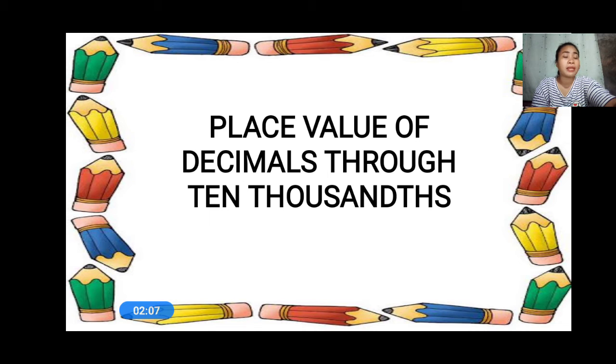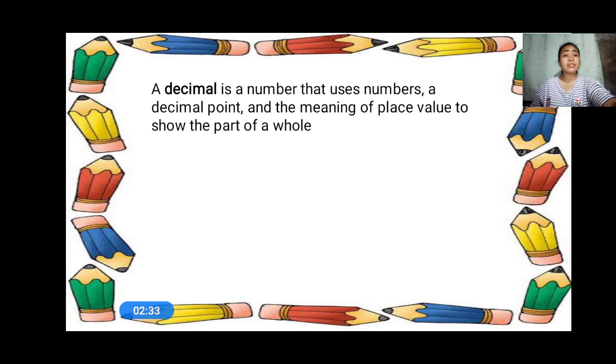Now, do you still remember the place value? We have the ones, tens, hundreds, thousands, 10,000s, 100,000s, million, 10 million, 100 million, and then so on. But today we are going to talk about the place value of decimals. Now, are you ready to listen? Okay, very good. So, everyone, a decimal is a number that uses numbers, a decimal point, and the meaning of place value to show the part of a whole. Again, what is decimal? It uses numbers, a decimal point, and the meaning of place value to show the part of a whole.